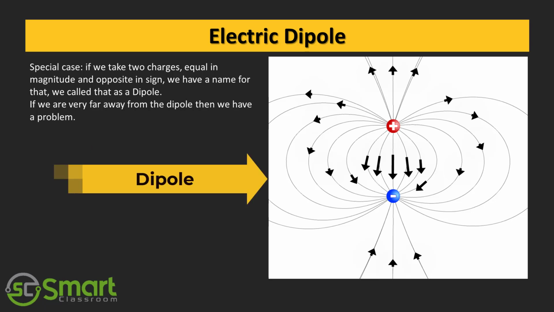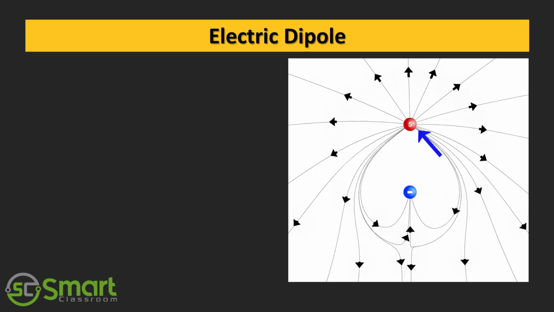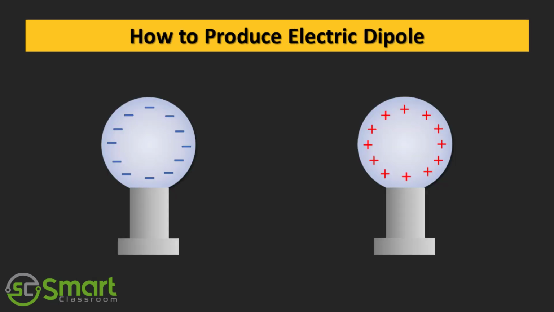If we are very far away from the dipole, what do we see? In the case of plus 5 and minus 1 charge, far away it looks like a plus 4 charge. But in the case of a dipole, far away, you do not see any arrows either pointing out or pointing in. That means when you move away from the electric dipole, the electric field falls off faster than 1 by r square. Far away from the dipole, the electric field falls off by 1 by r cube.